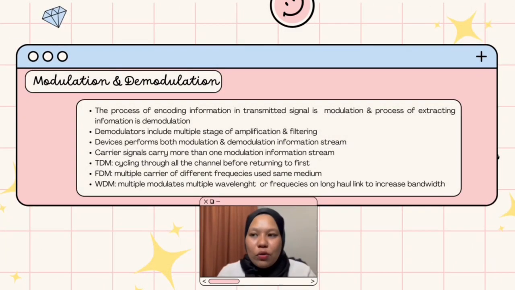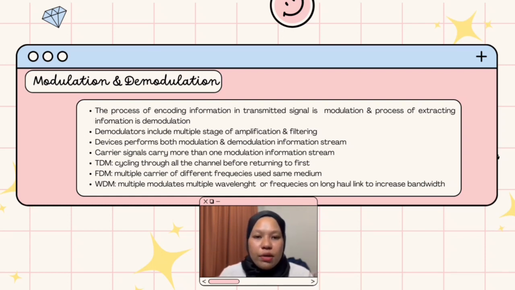Now let's talk about modulation and demodulation. Modulation is a process of encoding information in a transmitted signal, and demodulation is a process of extracting information. The demodulator also includes multiple stages of amplification and filtering. A carrier signal can also carry more than one information stream, more than one modulation of information stream.